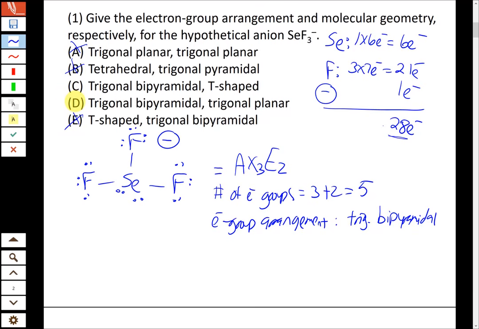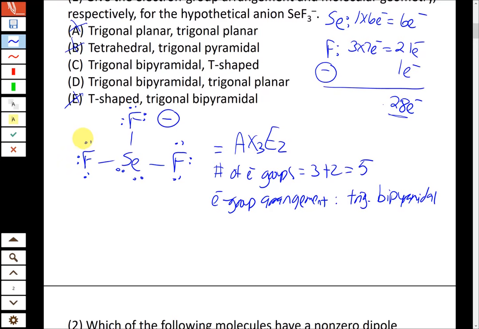But for C and D, we need to figure out what the correct molecular geometry is. Is it T-shaped or trigonal planar? So what we do is we draw out the trigonal bipyramidal arrangement, which can be drawn as just a triangle with a flagpole up and down, five points. And in a trigonal bipyramidal electron group arrangement, whatever lone pairs we have, in this case 2 of them, have to go onto the triangular part. So we put 2 there. That leaves a fluorine there, a fluorine there, and a fluorine there.